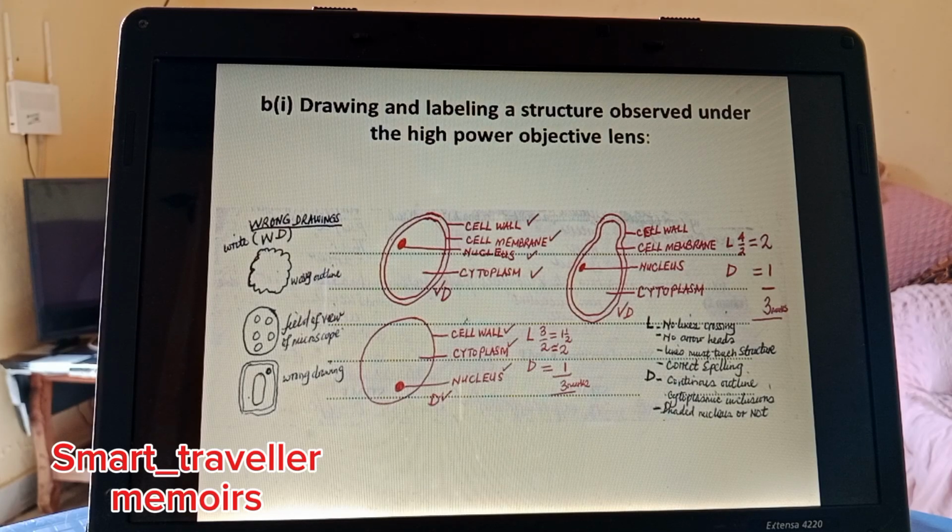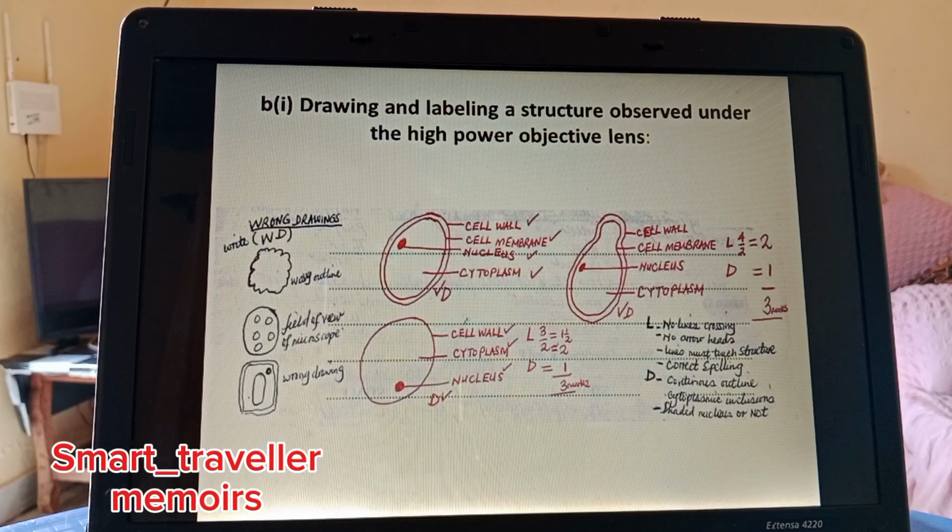So the drawings are there. You can have the first one there, which is cell wall, cell membrane, nucleus, cytoplasm, and a drawing mark. You can also have the alternative where you have a cell wall, cell membrane, nucleus, cytoplasm, and the drawing mark. And then you can have the third diagram, which is cell wall, cytoplasm, nucleus. All those diagrams were accepted.